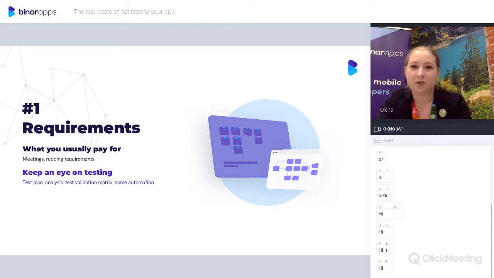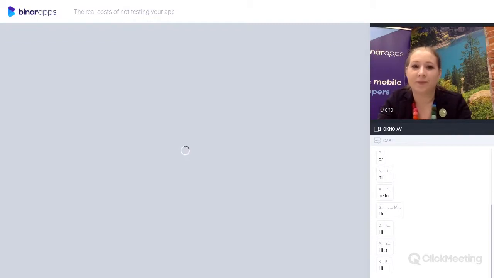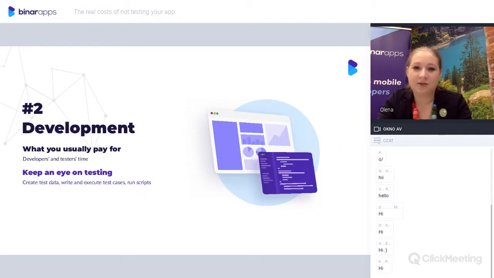Additionally, the cost of fixing a defect is so low here because you're normally paying for meetings and redoing the requirements. If the tester does static analysis and finds the defect in this phase, you rewrite the requirements, or you have some meetings to read the documentation through. In the development phase, you pay only for developers' and testers' time. So here you would think of creating the test data, writing the test cases and executing them. And if you had some automation, you can run the scripts.